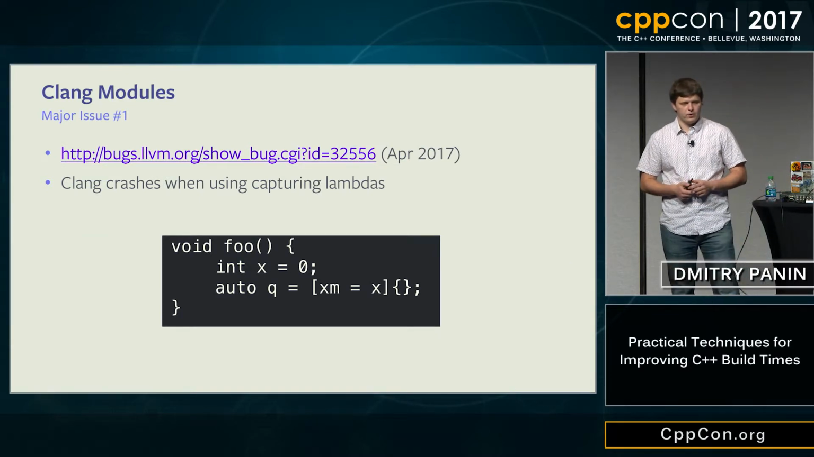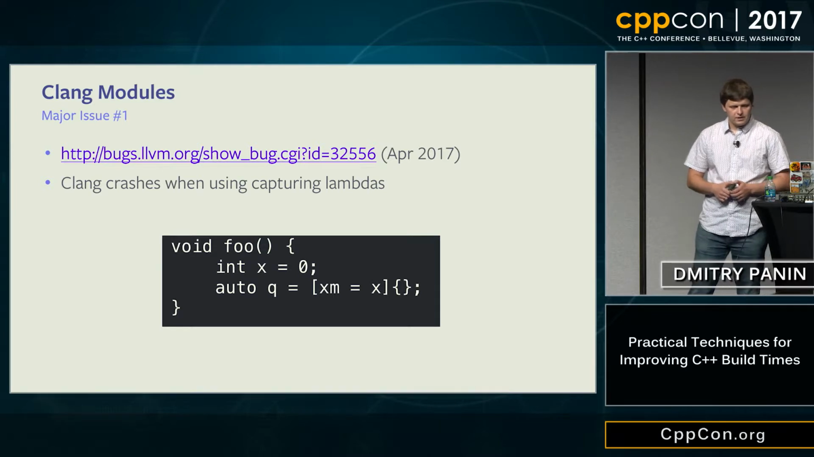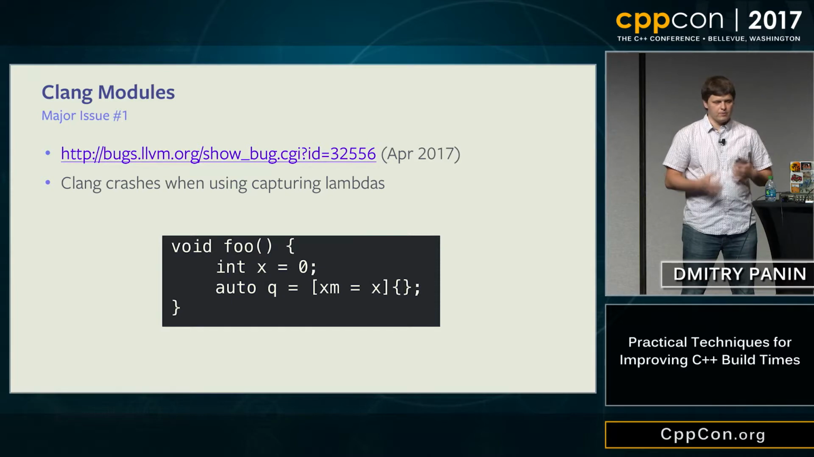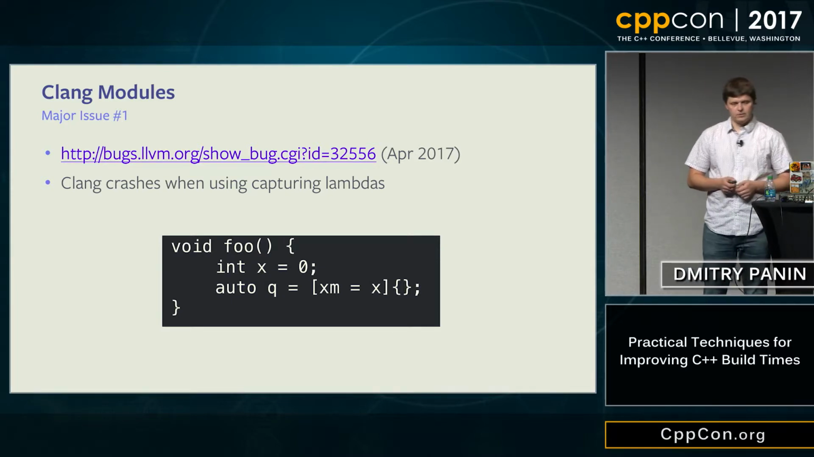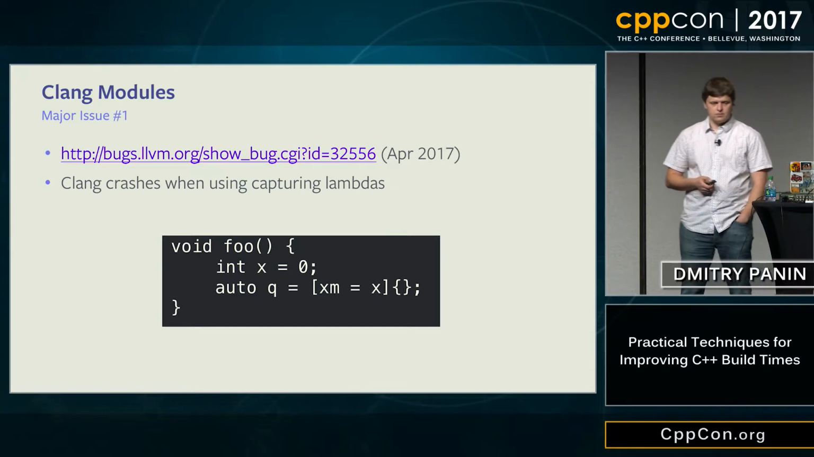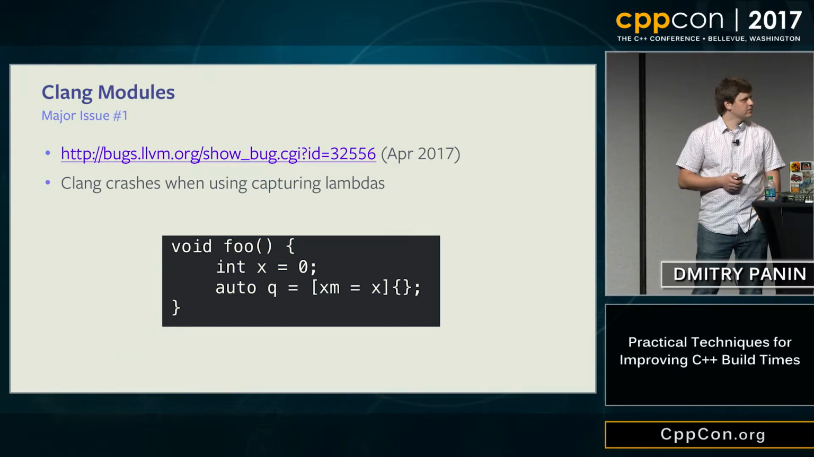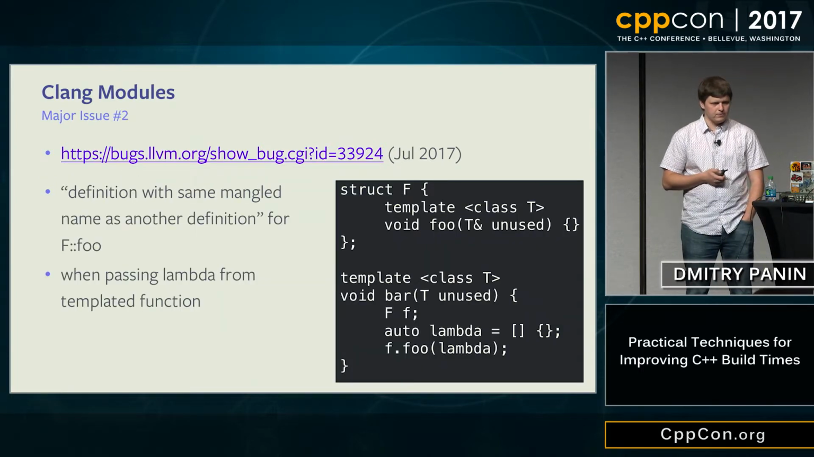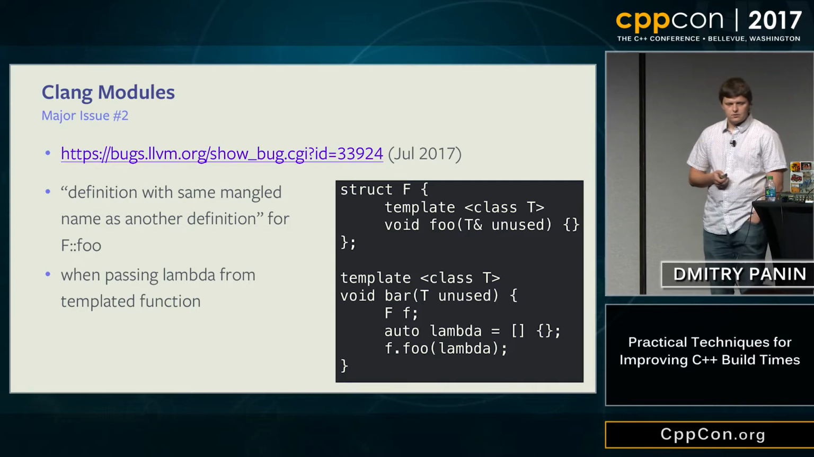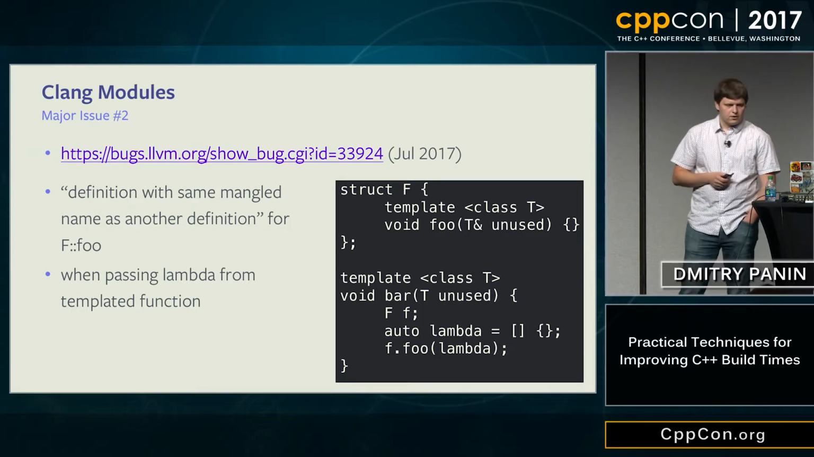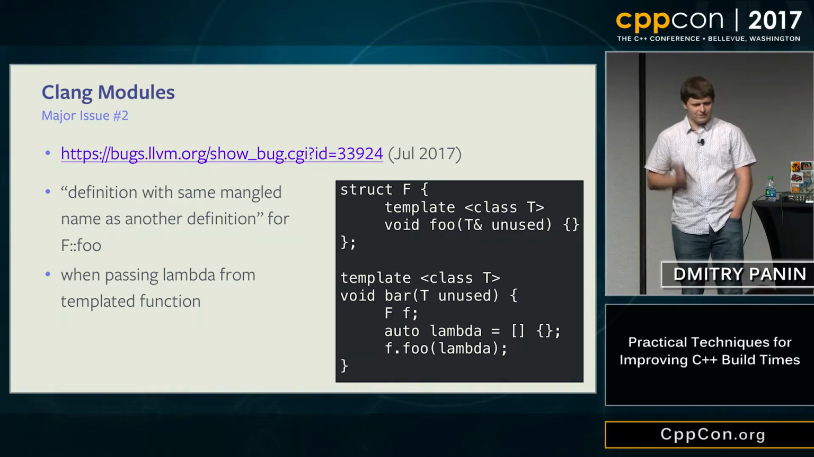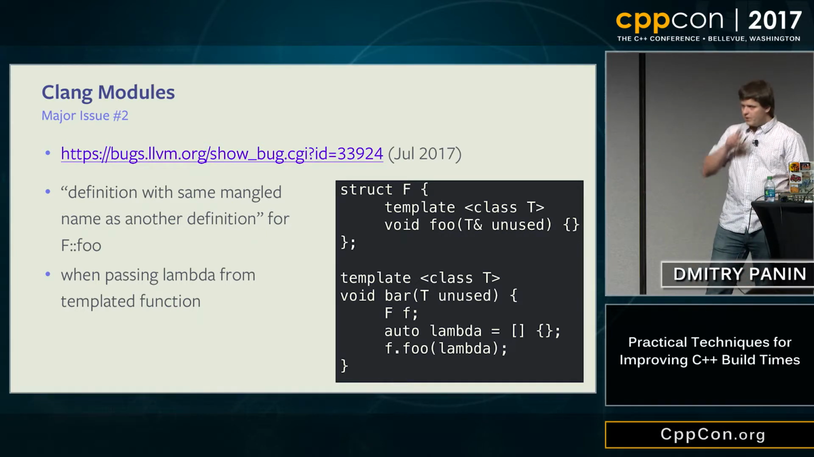This one we reported in April this year, and basically Clang will crash when using capturing lambdas like this. We have quite a few places in our code base where we use lambdas, so it was not great to have the compiler crashing. And the second one was this one. We reported it in July, and there was no crash this time. Fortunately, that was good, but it was quite weird.